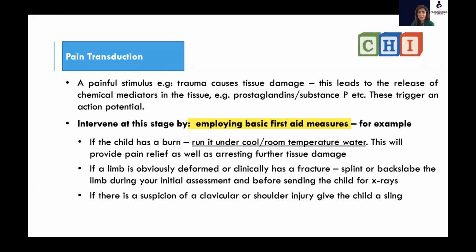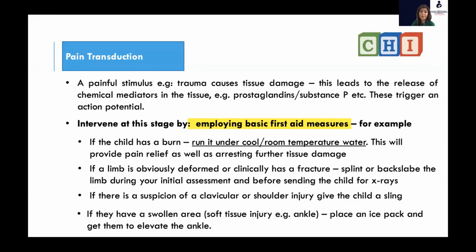If the patient has a clavicular or shoulder injury, please sling him. And if the patient has a soft tissue injury, like a swollen ankle, please ice pack and elevate the ankle, and you will be surprised how much your score is going to be reduced.